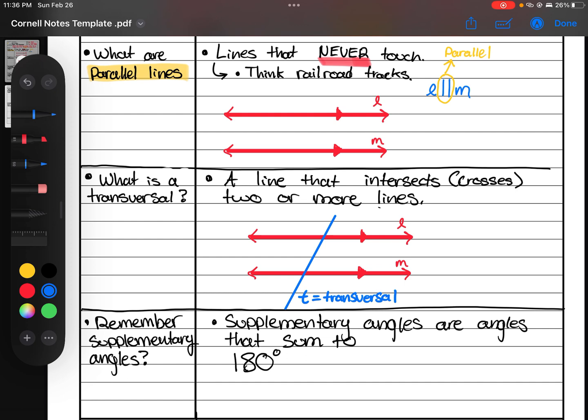It's something that intersects or crosses two or more lines. I also want you to highlight what I'm highlighting here, or underline it, star it. So this is a line that intersects two or more lines.